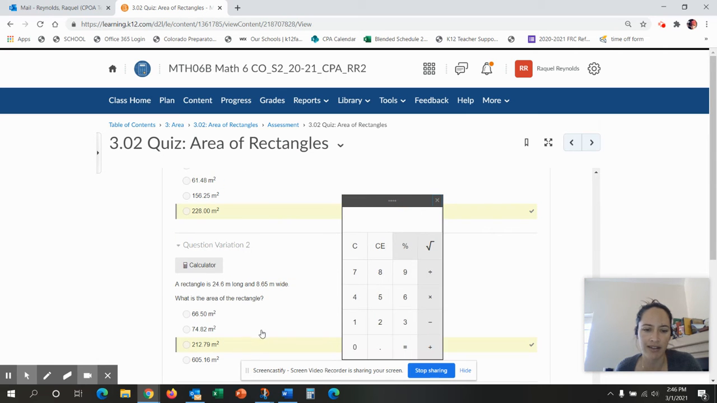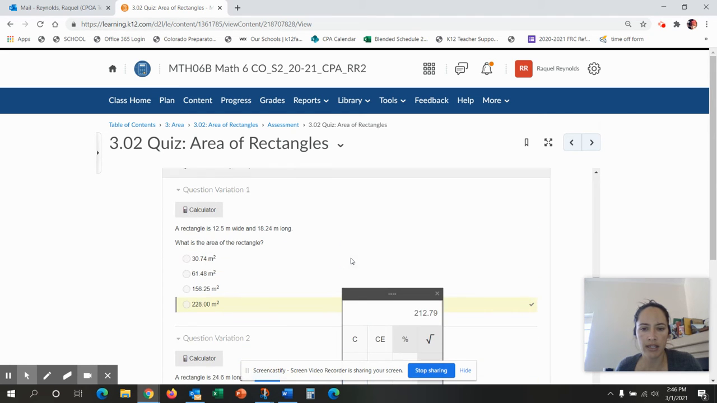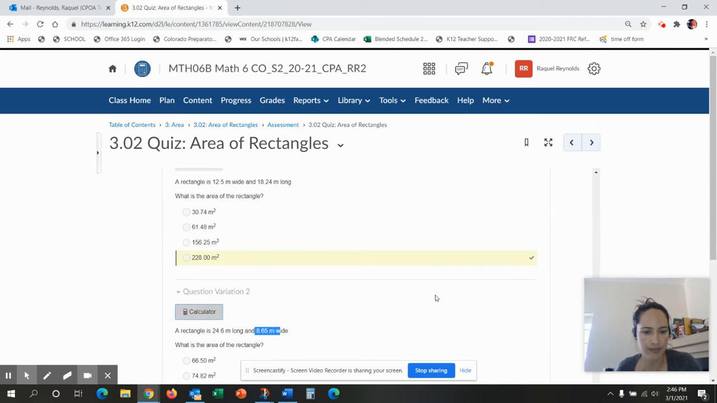Oh, I guess I can just leave the calculator up. 24 and 6 tenths of a meter long and 8 and 65 hundredths meters wide. How did they get this? Let's try it. 24.6, so 24 and 6 tenths times 8 and 65 hundredths. I'm just entering the numbers. Ta-da! Okay, so let's go ahead and take this down with us. Or I guess it doesn't matter.